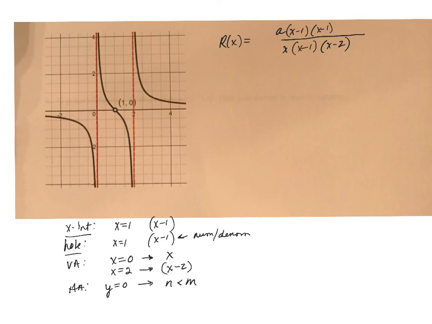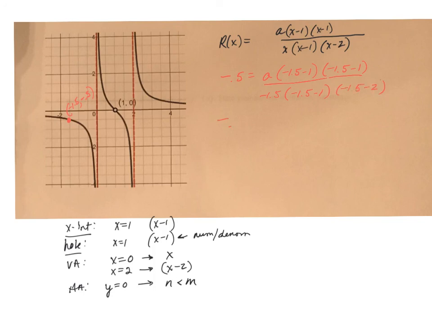The point that I see that I think I'm going to choose is here. And this point is (-1.5, -0.5). So not great, but it could be worse. So now I'm going to use those values to solve. So I have -0.5 equals a times (-1.5 minus 1) times (-1.5 minus 1) divided by (-1.5) times (-1.5 minus 1) divided by (-1.5 minus 2).